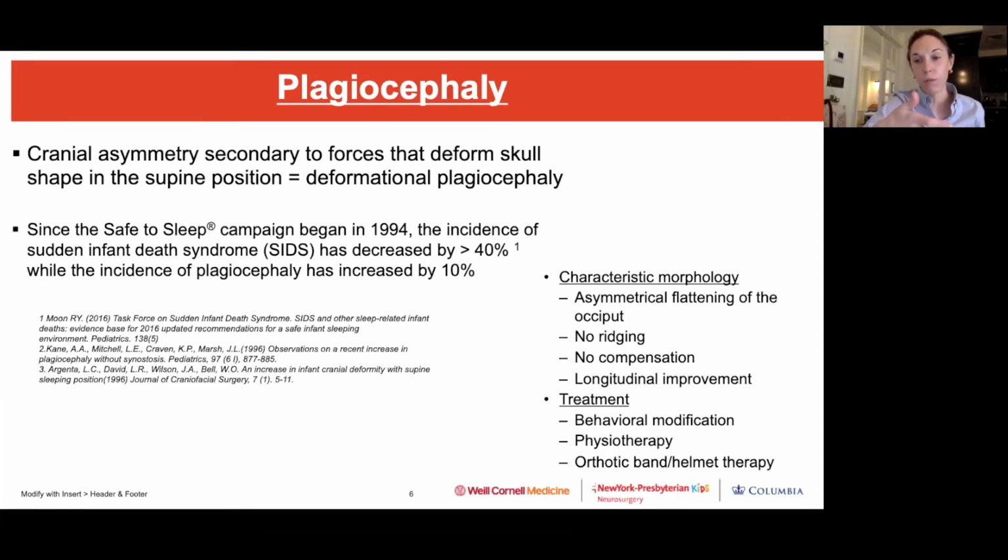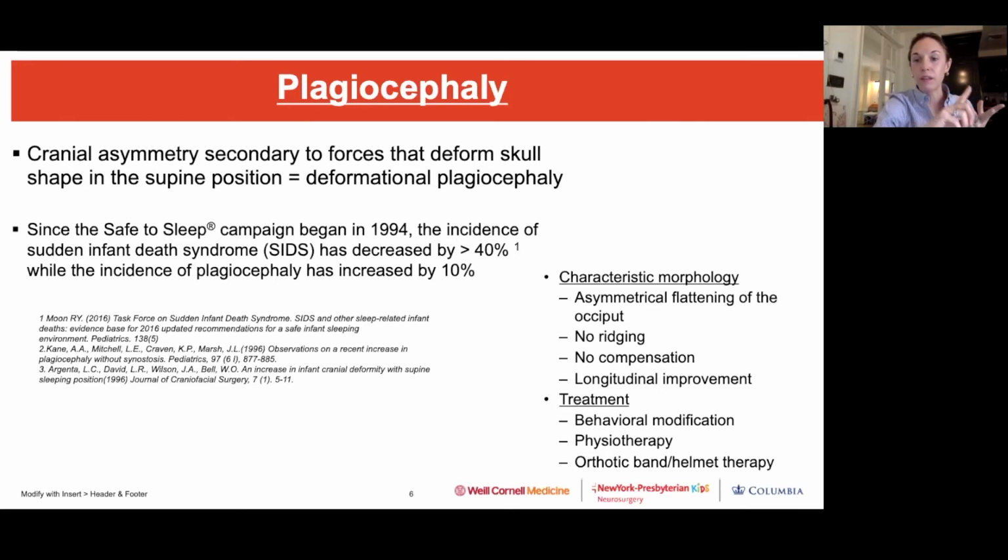You see the characteristic morphology that we just went over, meaning there's asymmetric flattening of the occiput. There's a characteristic lack of ridging. There's a lack of compensation, which we'll go over what that means, and longitudinal improvement, meaning usually this starts to get better over time. You ask the parents if it's getting better or worse, and they say, we noticed some flattening, it's getting better. The treatment for this is just behavior modification.